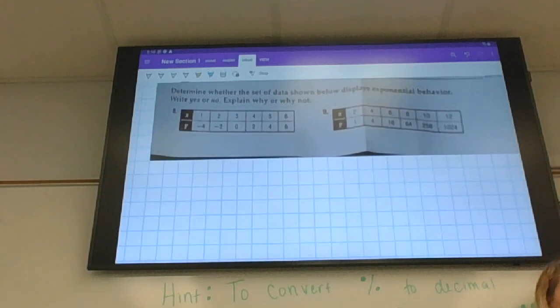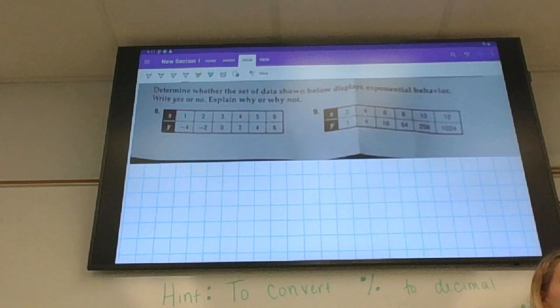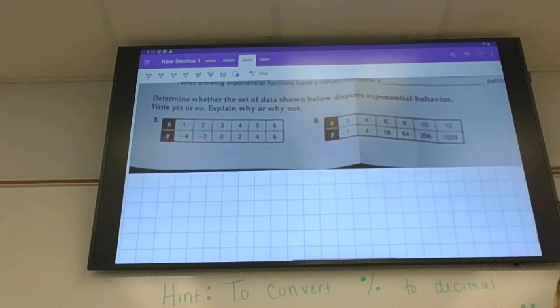So tomorrow we are going to continue the back of this. Let's skip down here to 8, 9, because I gave you 4 of these. I give you a graph to try. I hope that you try to make a table and graph it. As long as you show effort, I'll give you credit for it. It should be a little bit challenging, but I want you to do all 4 of the ones that look like this. It says determine whether the data shown below displays exponential behavior. Write yes or no, explain why not.